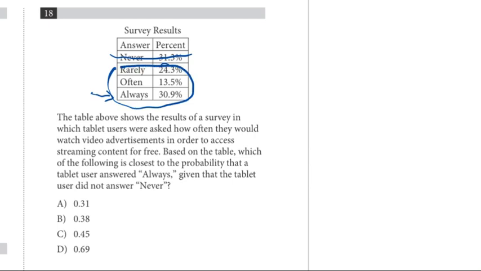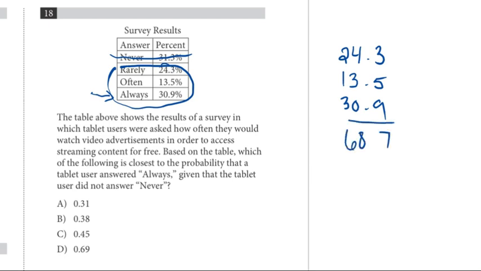So the easiest way to do this is to add these percentages up. We have 24.3. You could do this on your calculator in this section, but I'll do it by hand. 13.5 and 30.9. Add those together. We get 68.7. So now we want to divide the always, the 30.9, divided by 68.7.